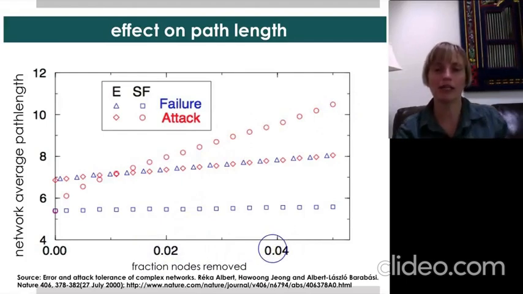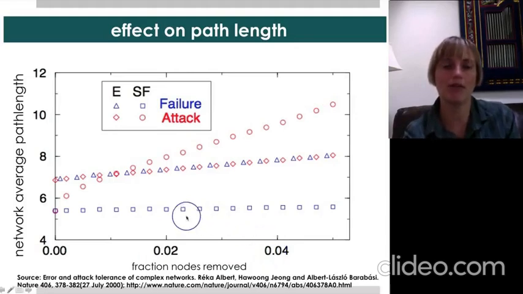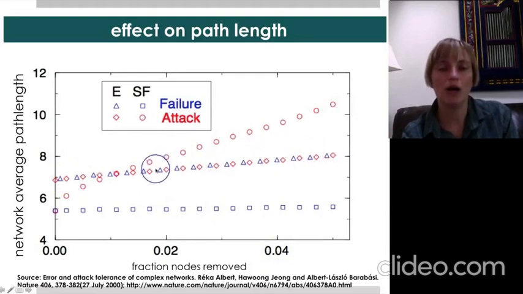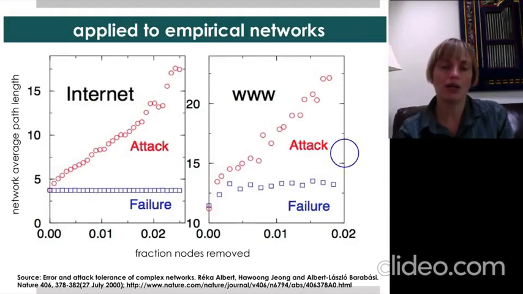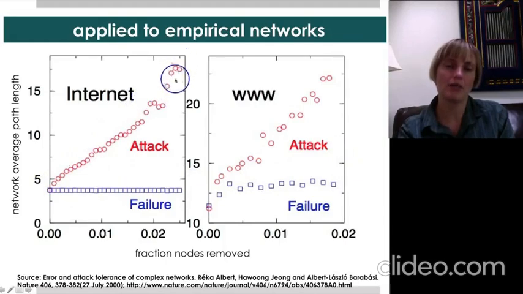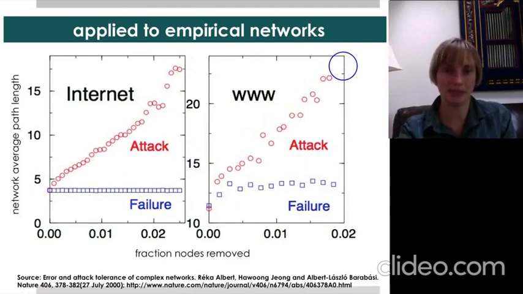On the other hand, if we look at the exponential network, the Erdős-Rényi random graph, then both failure and attack have almost no effect, just a very slight effect on the average shortest path. If we look at two empirical networks, we see this confirmed. So both the physical internet and the World Wide Web are unaffected by random failure. These are the blue squares here. And their average shortest path rises quite dramatically once you start targeting the hubs specifically.